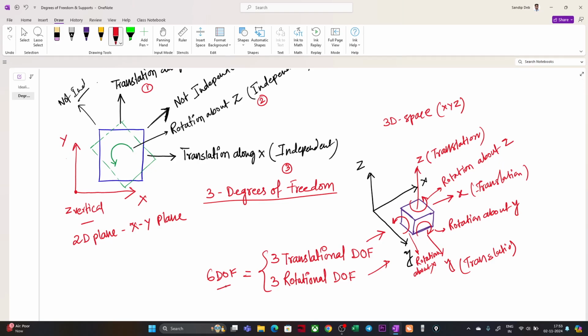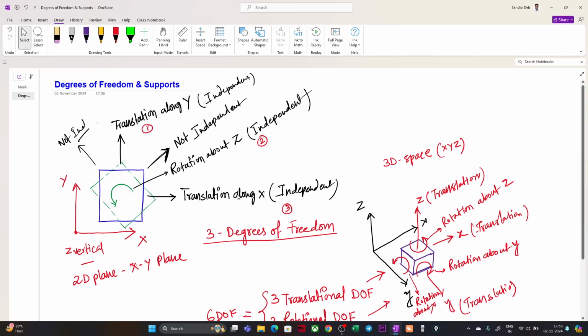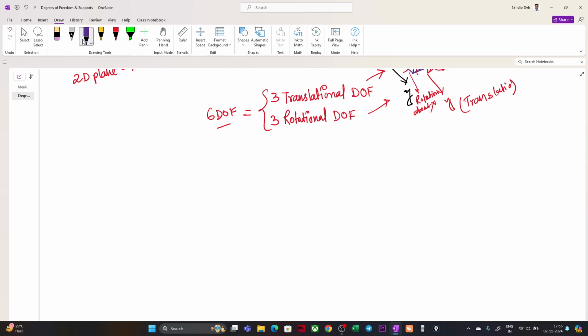So if you understand the degrees of freedom, like how it can move freely, in which directions it can move freely, right? Now we can define the supports basically. How can we define the support? Suppose we have a line element, and we have two joints here, joint A and joint B, like point A and point B, I should say, right? And this is suppose on this ground.